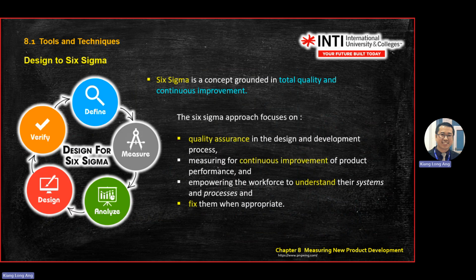So Six Sigma you already were introduced to in the previous lecture. Six Sigma is under total quality and continuous improvement. The focus of Six Sigma is on QA, quality assurance, continuous improvement, and fixing things. If there is any point out of control, you fix it. The one that you learned in the previous lecture to find the UCL and LCL is under the Six Sigma dimension.